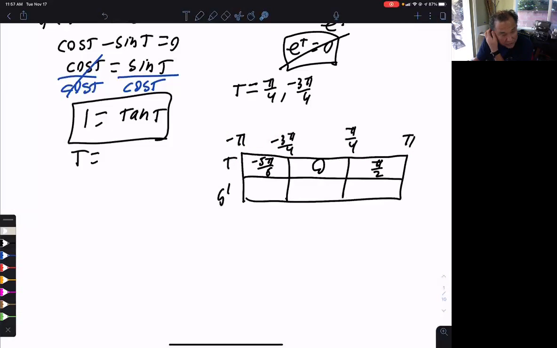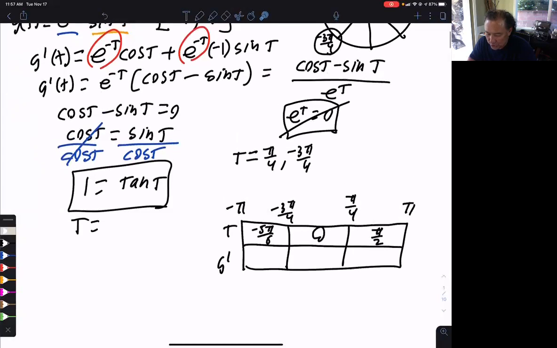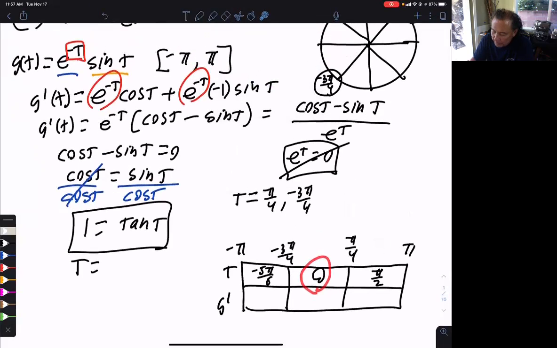All right, so we want to know what the derivative is on each of those regions because the derivative tells us increasing, decreasing, and relative maxes and relative mins. So let's do all of this. Let's do the easy one, 0. So let me plug in a 0 here and a 0 here. Cosine of 0 is 1. Sine of 0 is 0, so the top is 1. And e to the 1 is e. And 1 over e is a positive number. So I know it's positive at 0. I plugged in 0.